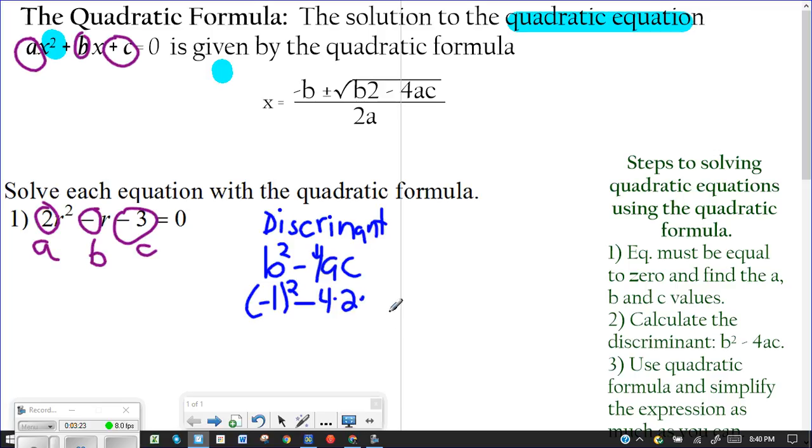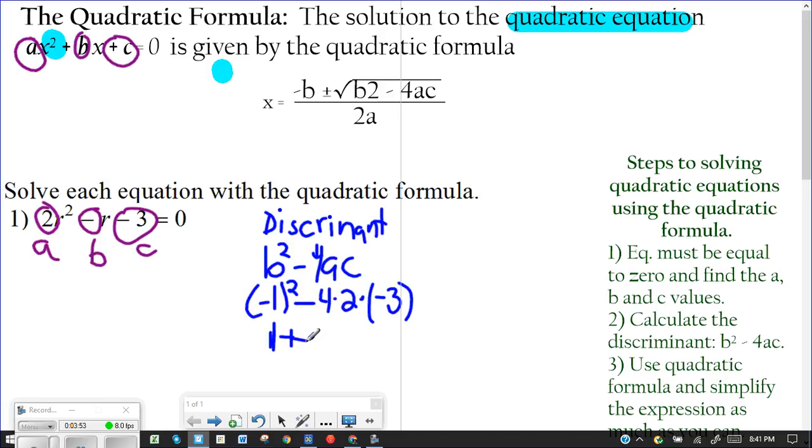Multiplied by the c value. The c value is -3, and because it's negative, you need to put it in parentheses, (-3). Remember, anytime there's a negative, you must put it in parentheses. Now, do what it tells you. Number one is (-1) squared. -1 times -1 will give you +1. Negative times a positive will give you a negative, and negative times a negative will give you a positive.